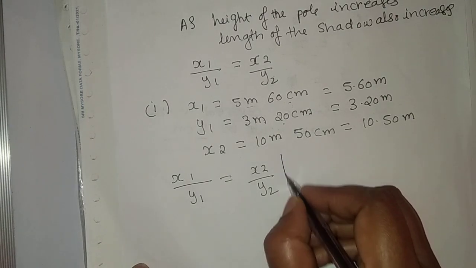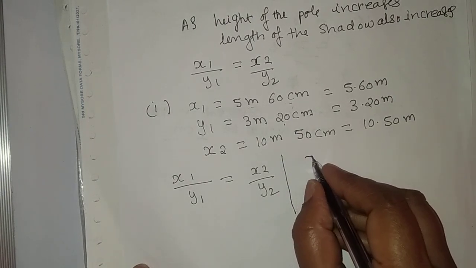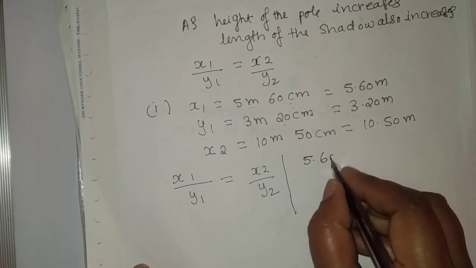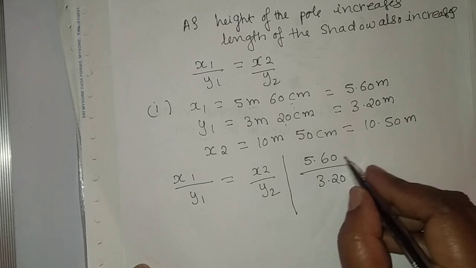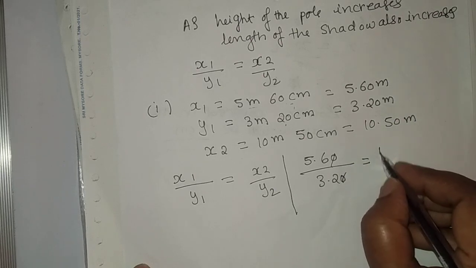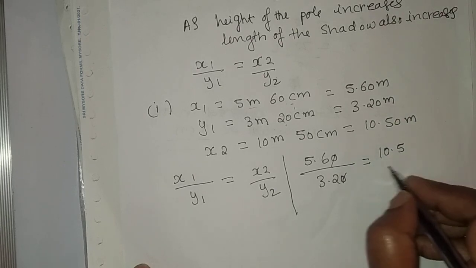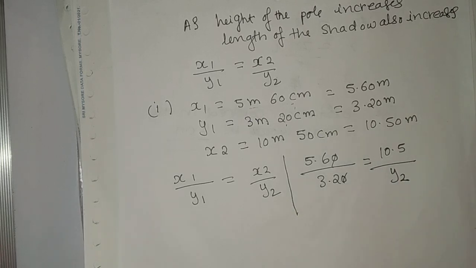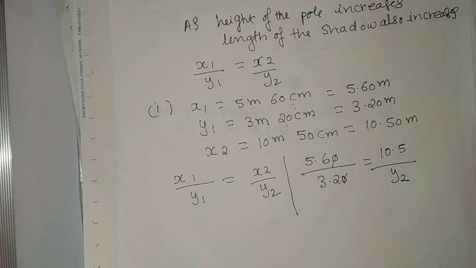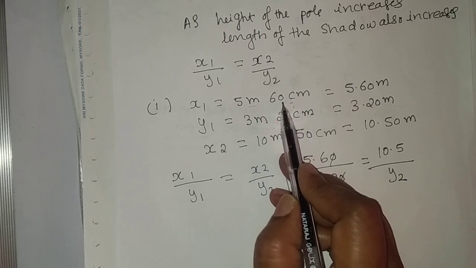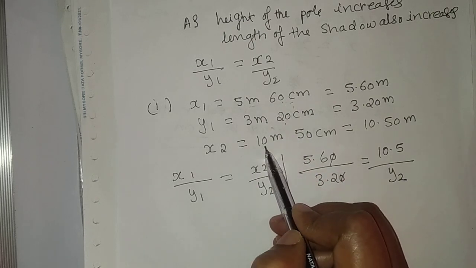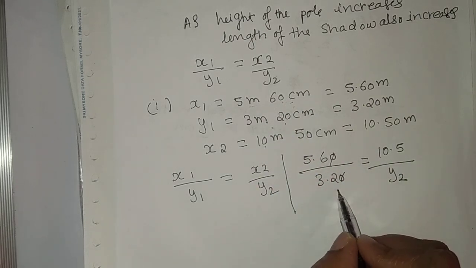So what happens? x1 is 5.60 by 3.20, or directly we can write it as 10.5. y2 we don't know. So we got this one. This is the pole, and this is the shadow, and this is the pole. Again we are calculating the shadow.